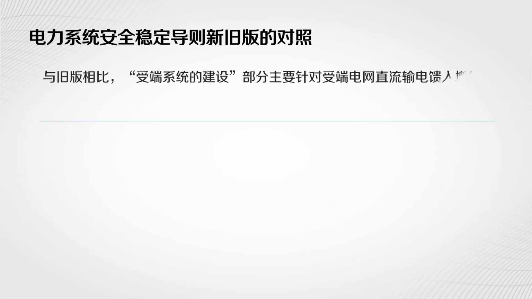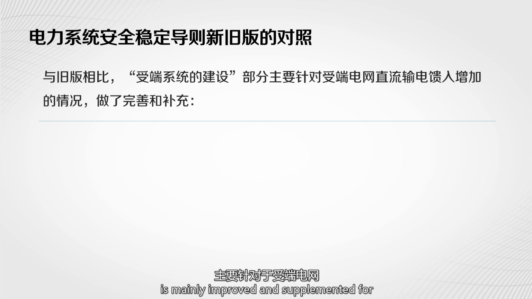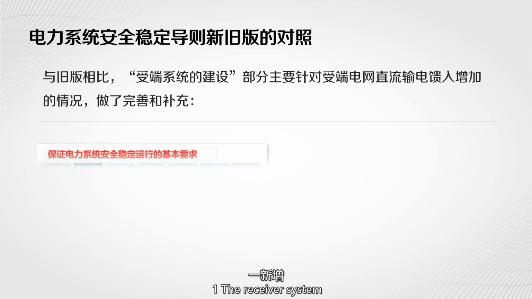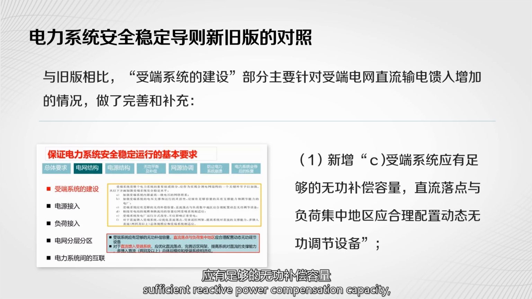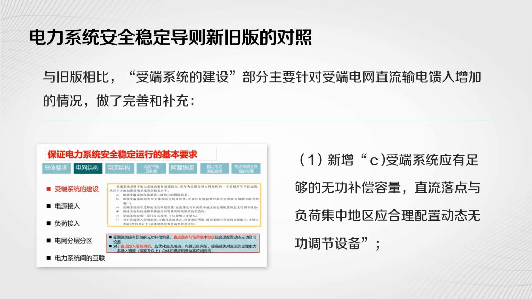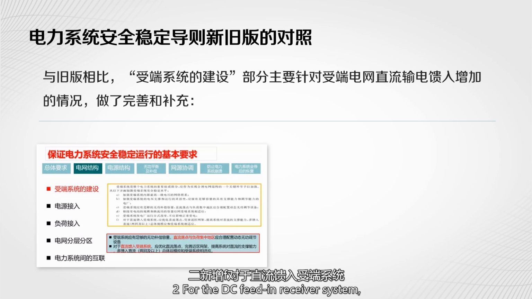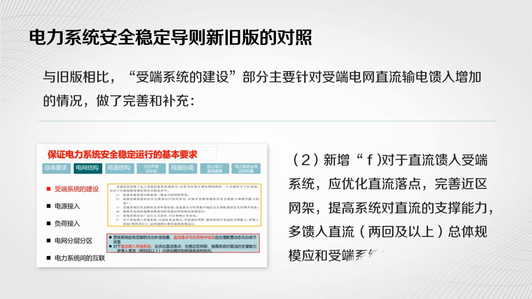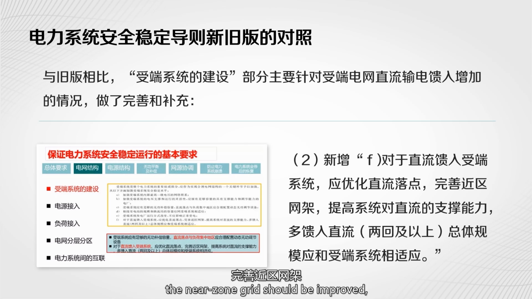Compared with the old version, the construction part of the receiver system is mainly improved and supplemented for the increase of DC transmission feeders in the receiver grid. 1. The receiver system should have sufficient reactive power compensation capacity, and dynamic reactive power regulation equipment should be reasonably configured in areas concentrated with DC landing points and loads. 2. For the DC feed-in receiver system, the DC landing points should be optimized, the near-zone grid should be improved, the support capacity of the system for DC should be improved, and the overall scale of multiple feed-in DC should be adapted to the receiver system.